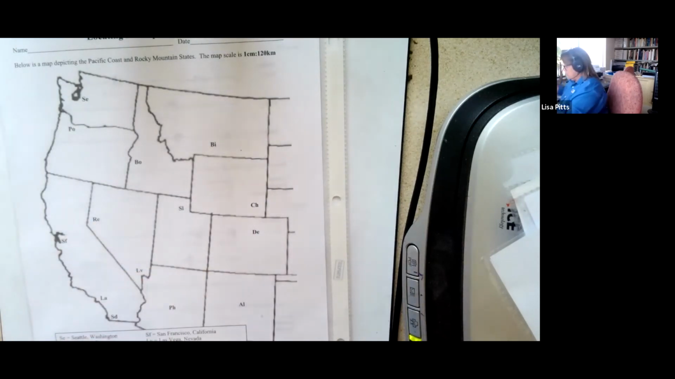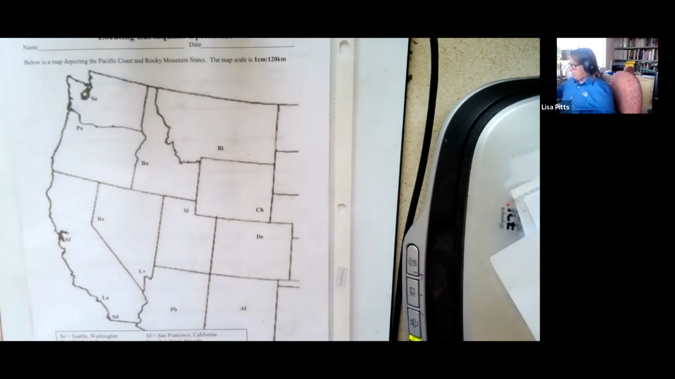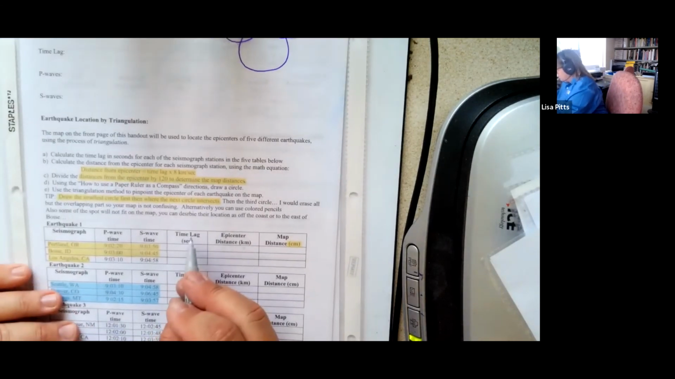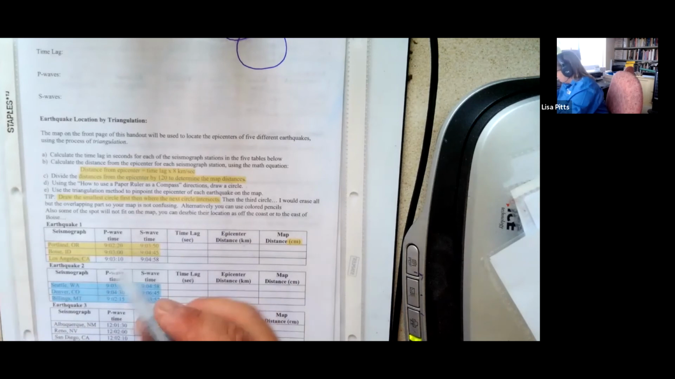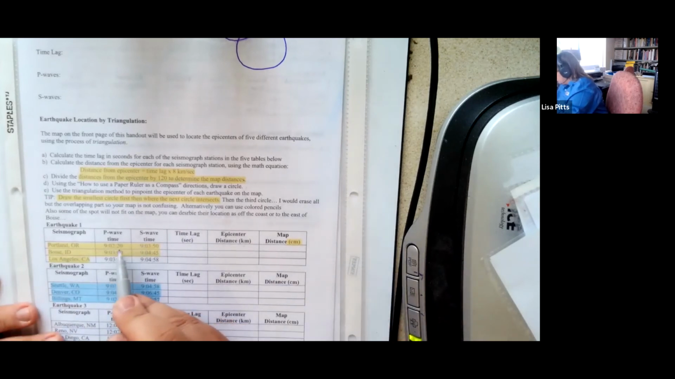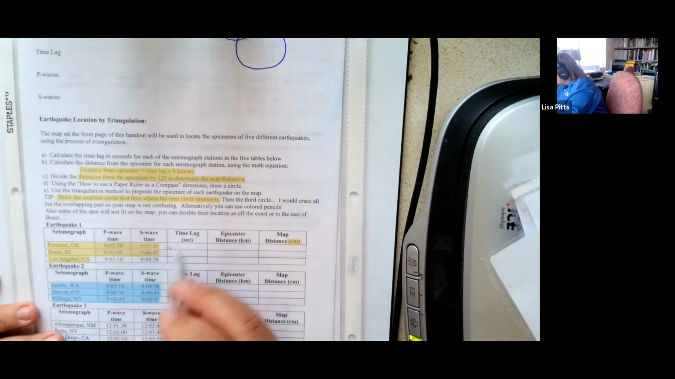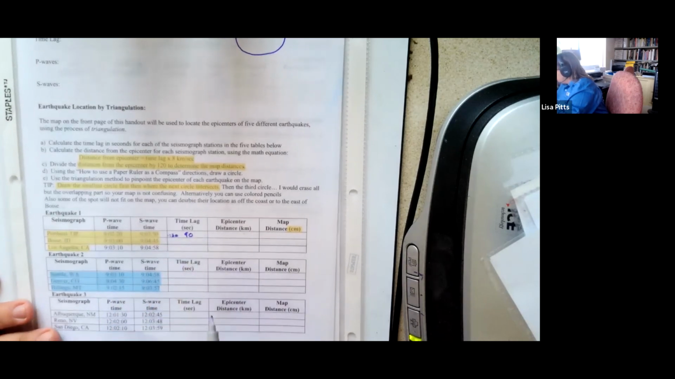I don't want you to have a ton of circles all over it, so you can either use the paper ruler to figure out where the circle's at, or you could use a compass if you have one. But the first thing you have to do is figure out the time lag in seconds. So again, it's just like we did before. Let's see, 1, and then looks like 30. So that's 90 seconds, right?